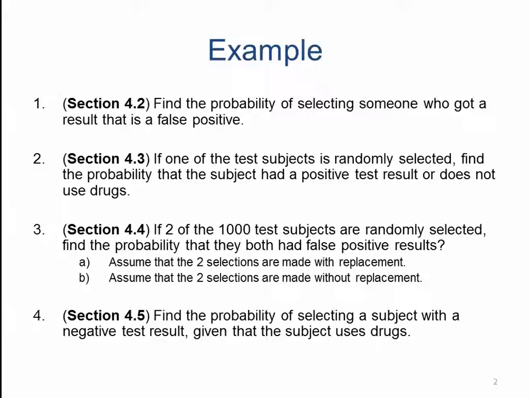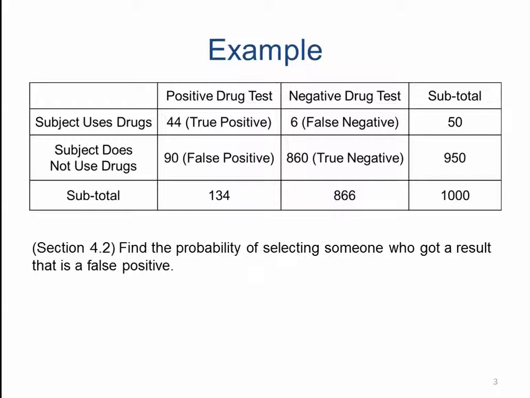Then here are the 4 questions. I indicate where each question comes from. Section 4.2 is about classic probability, or finding the probability using the classic method. Section 4.3 is using the addition rule, 4.4 is multiplication rule, and 4.5, the second topic, is finding a conditional probability. So now let's go back to the table and look at the first question.